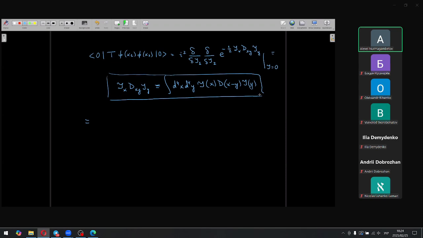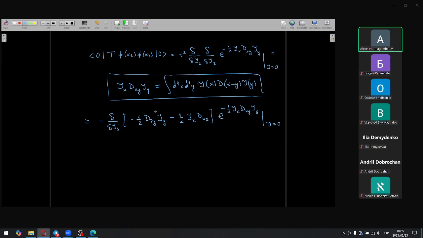To get the application of the first functional derivative over J2, minus coming from the square of the imaginary unit, minus d over dg1 of minus 1/2 d to y on jy, minus 1/2 of jx dx2 on exponent of minus 1/2 jx dxy jy at j equal to 0.